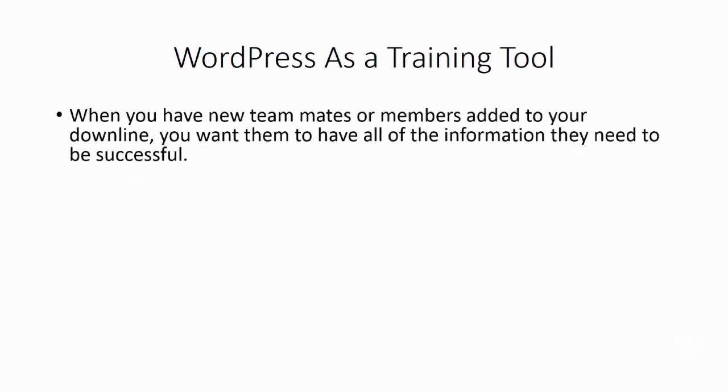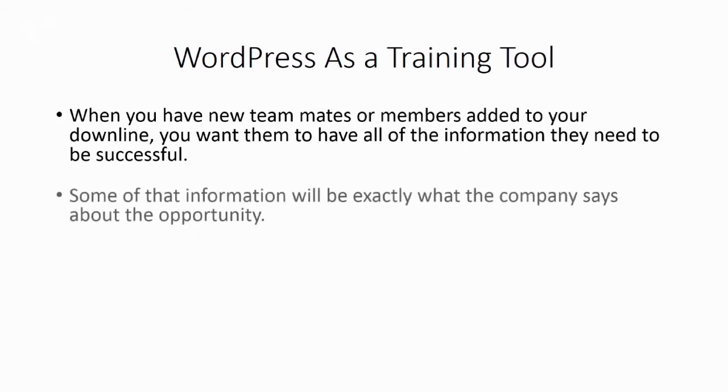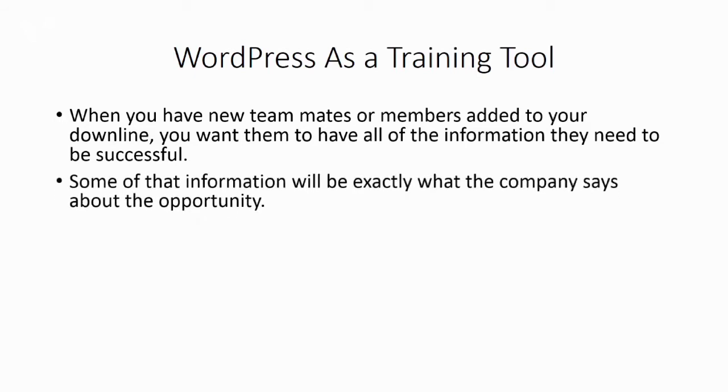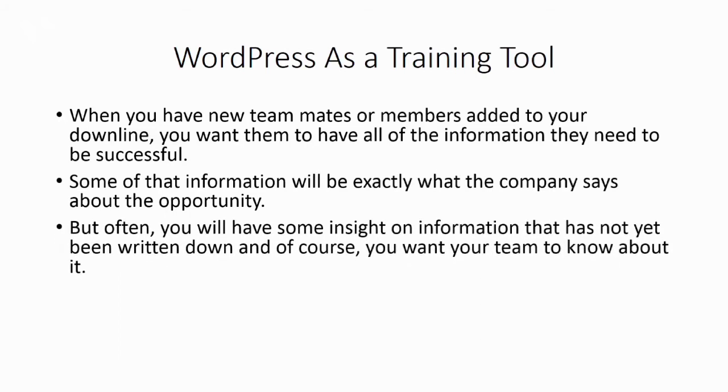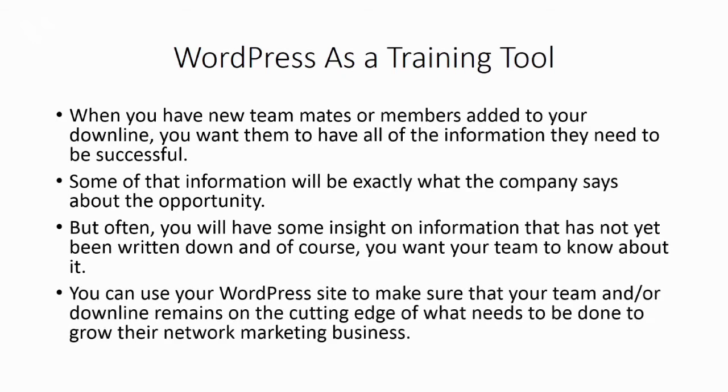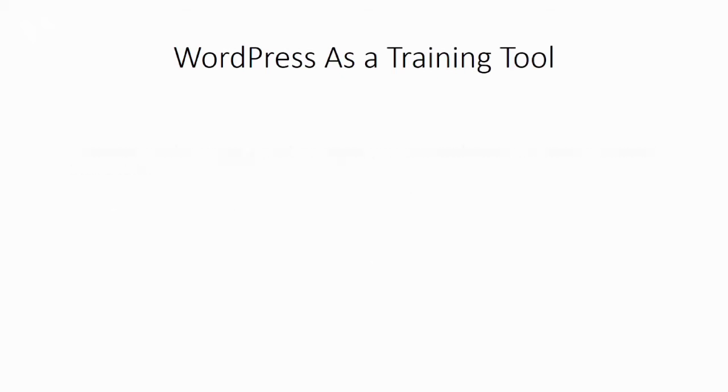When you have new teammates or members added to your downline, you want them to have all of the information they need to be successful. Some of that information will be exactly what the company says about the opportunity. But often, you will have some insight on information that has not yet been written down, and of course, you want your team to know about it. You can use your WordPress site to make sure your team and your downline remains on the cutting edge of what needs to be done to grow their network marketing business.